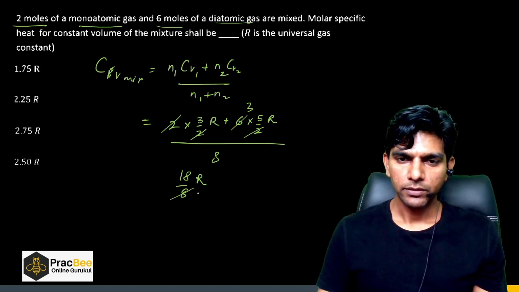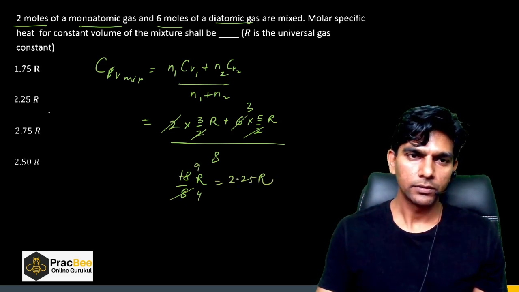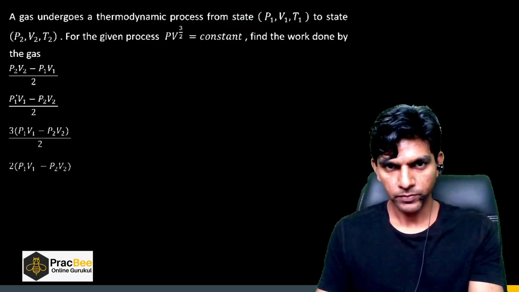So this will be 4 and this will be 9. So this will be 2.25 R. So option 2 is the right answer.